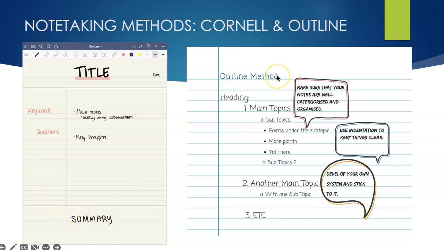Secondly is the outline method. You might be familiar with this, where you have kind of like a main heading and then you break things down into subpoints. This can work too, and you can organize it some different ways. I just wanted to show you these visuals and break it down for you a little bit.